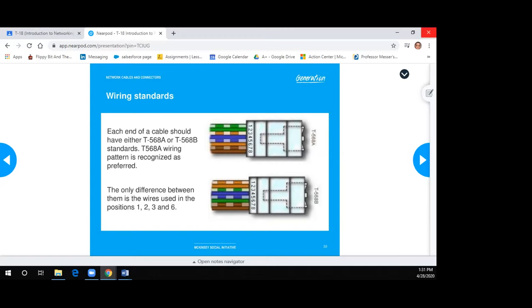But the major difference, as I stated, is the orange and the green. Those are the only ones that move around between A and B. Any questions?